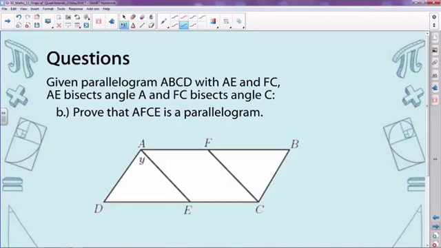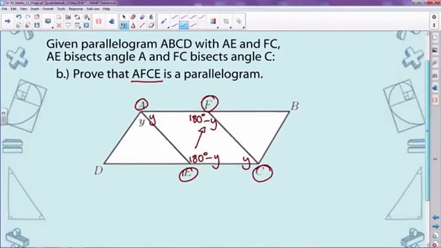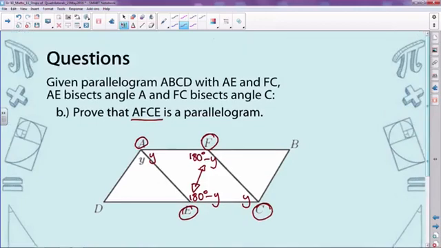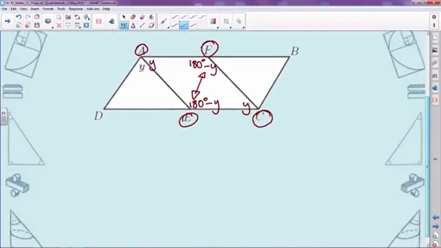We've got given parallelogram blah blah blah. Prove that AFCE is a parallelogram. So that's this, this, this, and this. Now we know that that side is y and that side is y, and this side is 180 minus y, and this side is 180 minus y. Now one of the properties of a parallelogram is that opposite angles have the same size. So if we can prove that they are the same size, which we have previously, then it obviously is a parallelogram. And we would write this like this.